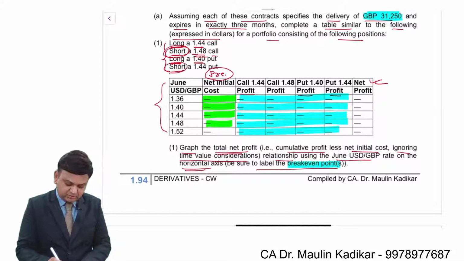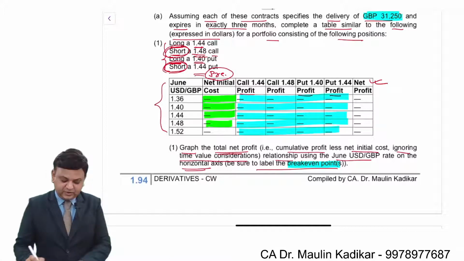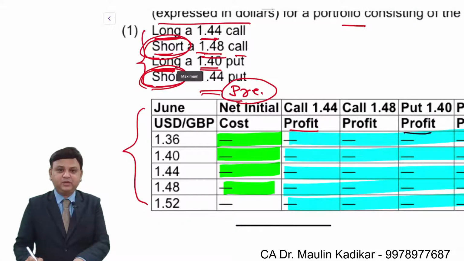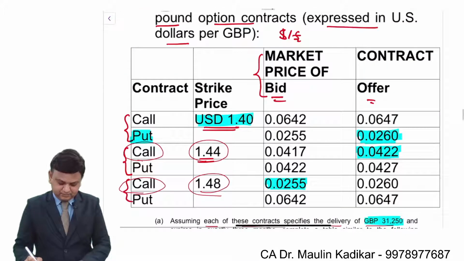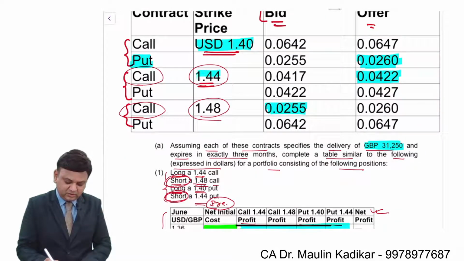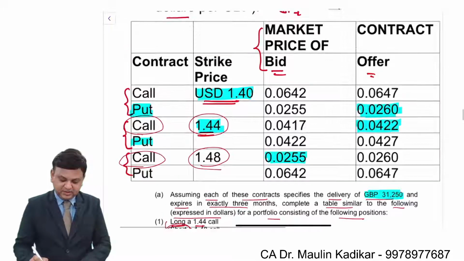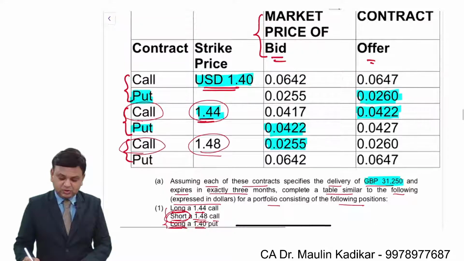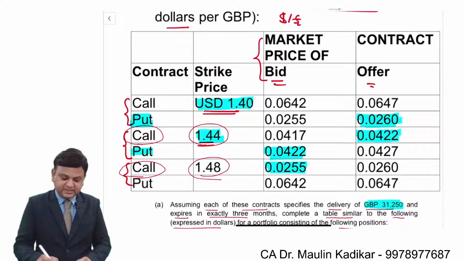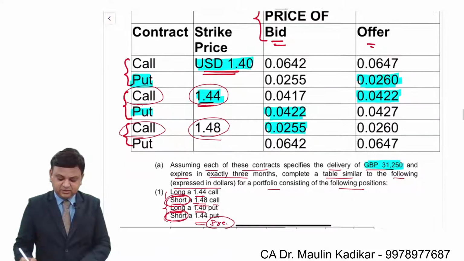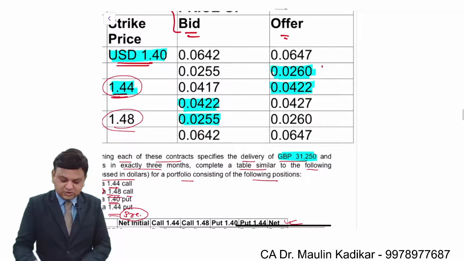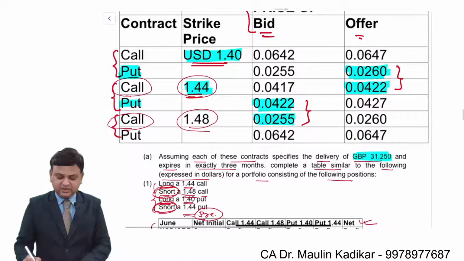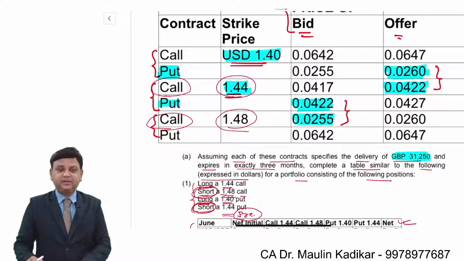Again, short means sale. 1.44 put. So 1.44, yes. Put, yes. The transaction is to sell, so you will receive less. So you will receive 0.0422. So you are required to make the computation of what amount you pay and what amount you receive. So these 2 are what you are paying and these 2 are what you are receiving, and the net of that is the amount of the premium. That is usually step number 1 that we do.